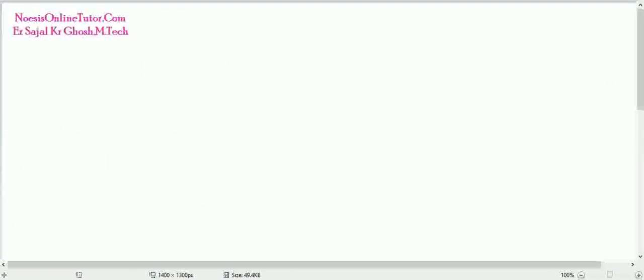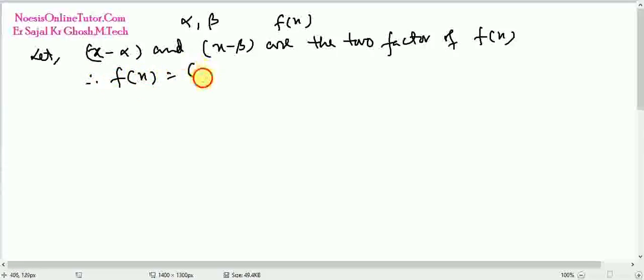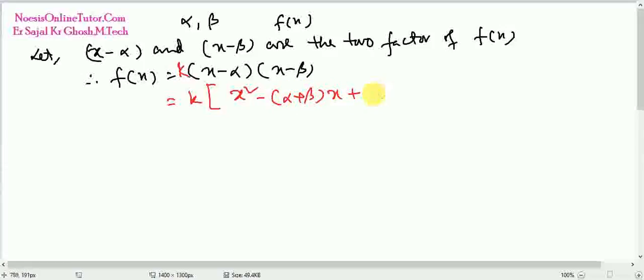Now another thing is, if you have two zeros, that means alpha and beta, and you are asked to derive the function, that means the polynomial, then how can you calculate the function? Let x minus alpha and x minus beta be the two factors of polynomial fx. According to the principle, we could write fx should be equal to x minus alpha, x minus beta, correct? Let k be any constant, then it becomes k into x square minus alpha plus beta into x plus alpha beta.